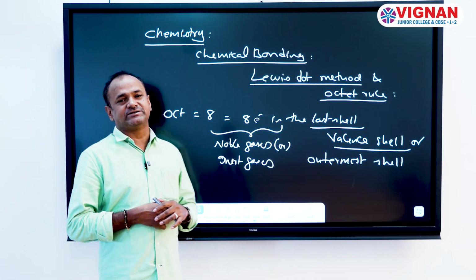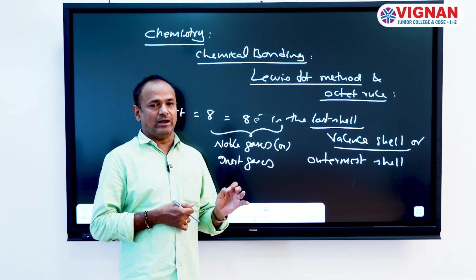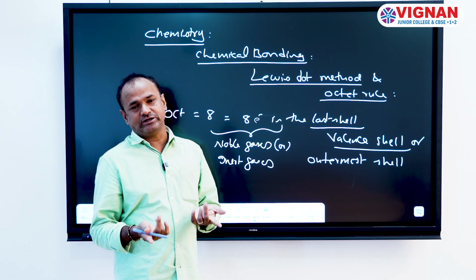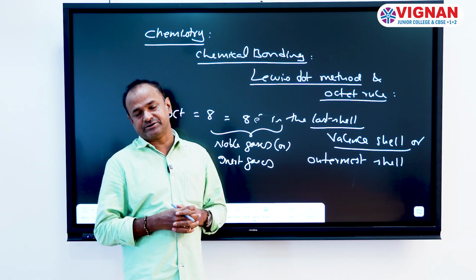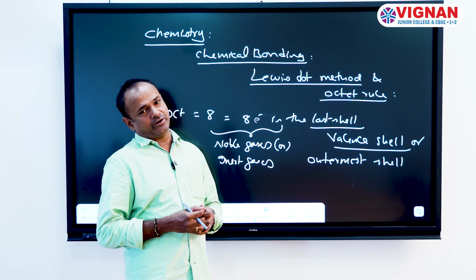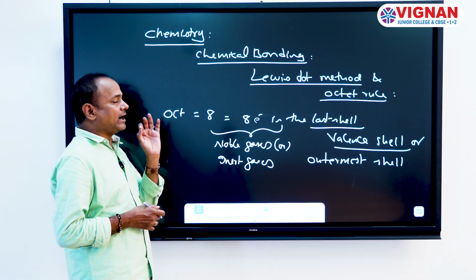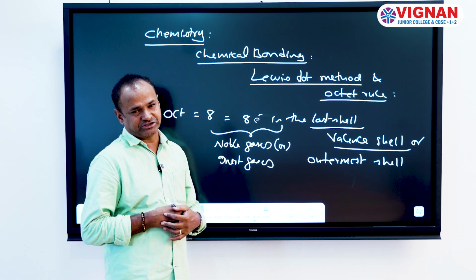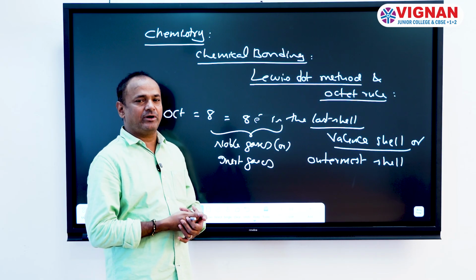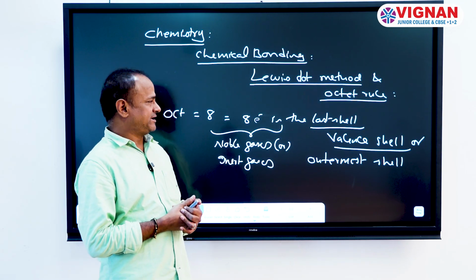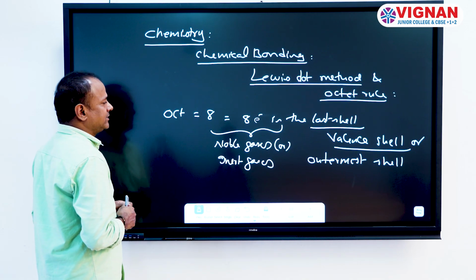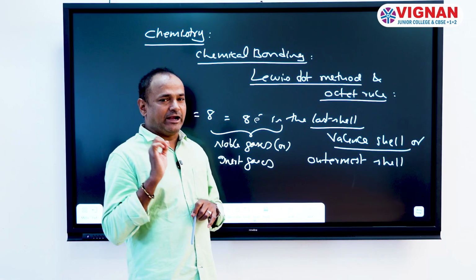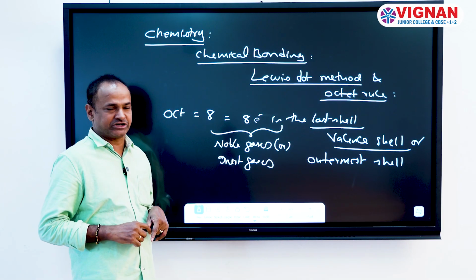So the remaining elements in the table have a tendency to get this type of configuration, either by loss or gain or sharing of electrons during bond formation, in order to attain 8 electrons. Attainment of 8 electrons by the remaining elements leads to bond formation. The bond formed may be an ionic bond, a covalent bond, or a coordinate bond. So the first meaning of the octet rule is the attainment of 8 electrons to get stability. Stability means not taking part in chemical bond formation.